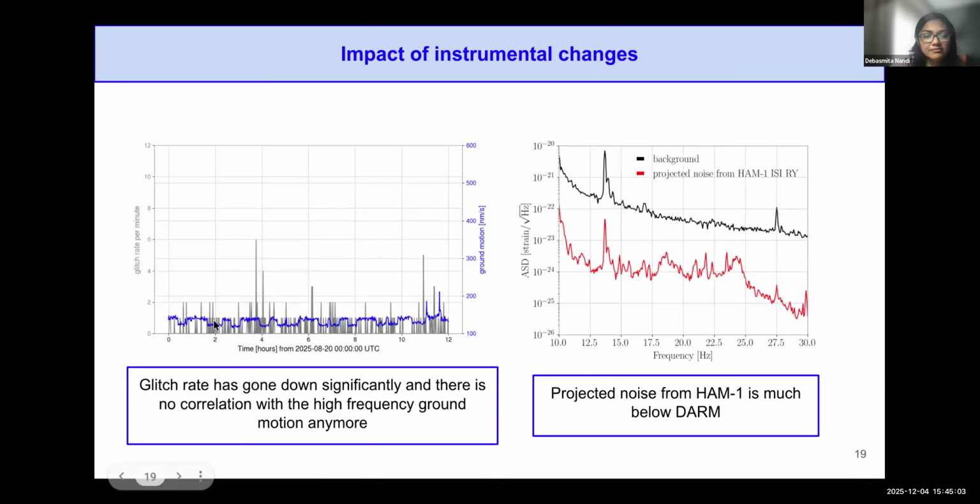Here in gray, I am plotting the glitch rate per minute, and the blue trace again here shows the ground motion. And as you can see, the previous correlation that we saw in the last plot is not here anymore. And this is the projected noise from that chamber now, because this has an additional seismic isolation now. The projected noise from this chamber is much below the DARM background.